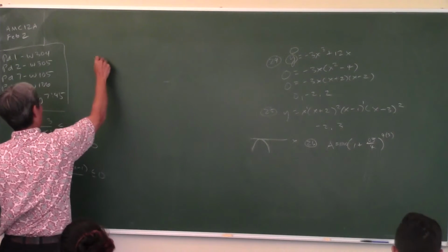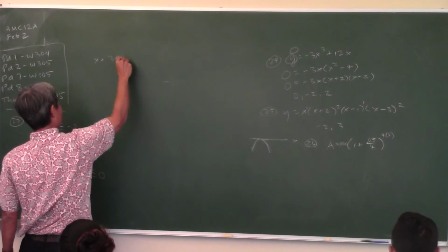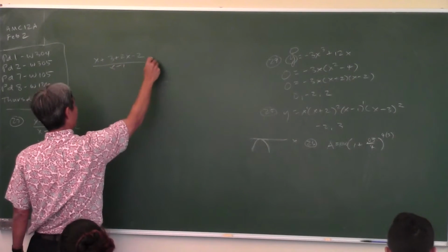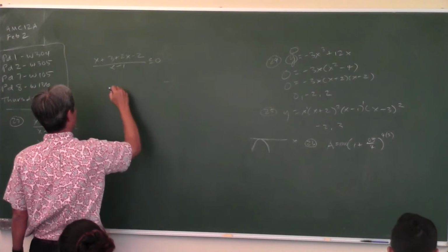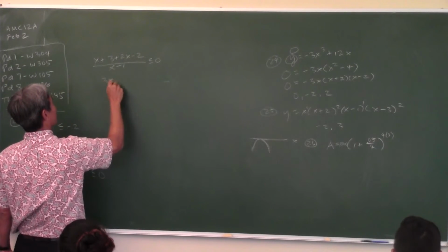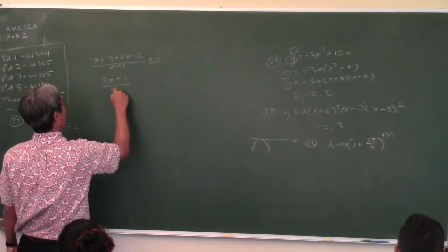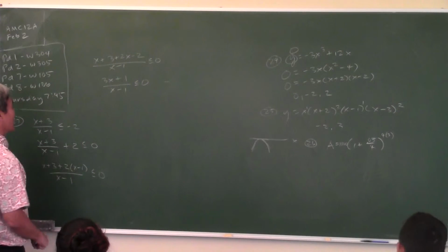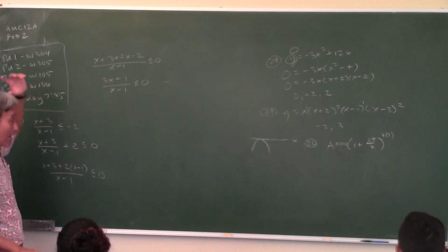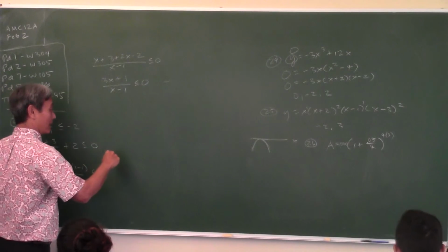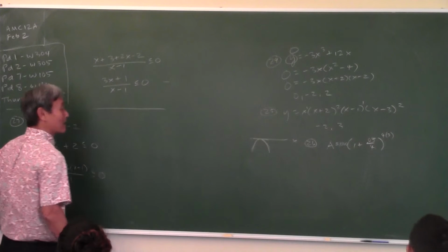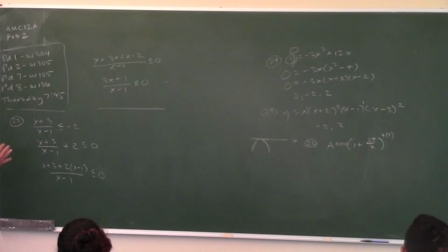Okay, let's do that. X plus 3 plus 2x minus 2 all over x minus 1 is less than or equal to 0. So you got 3x plus 1 all over x minus 1 is less than or equal to 0. Now it's in factored form. Now you are ready for the number line. Come on, whenever you do inequalities, you're going to make a number line.